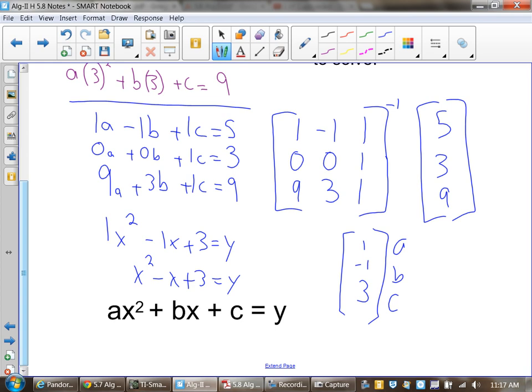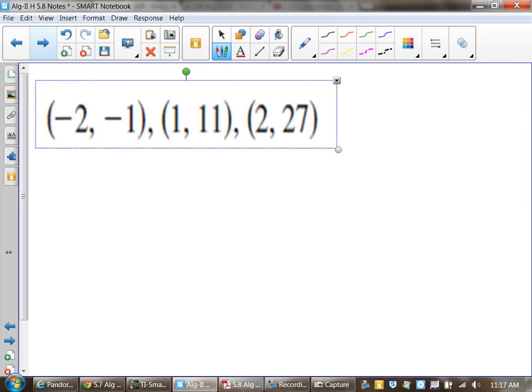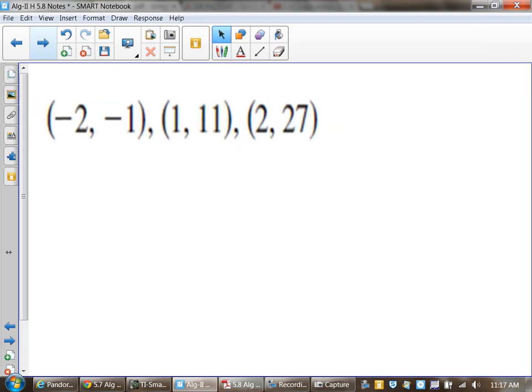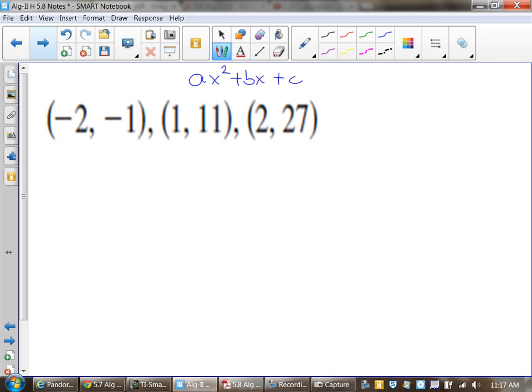Let me show you. Can I go to another one? Another example? Yeah. All right. Here's another one. I want to write out in standard form. Remember, standard form is your ax squared plus bx plus c.